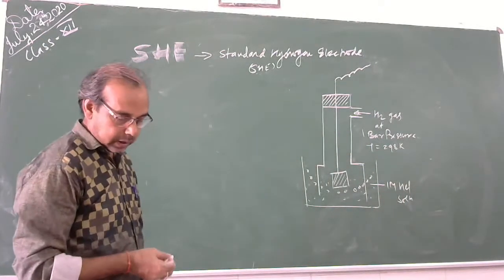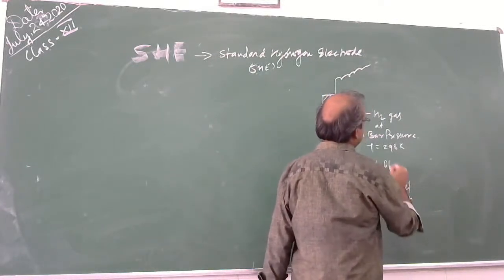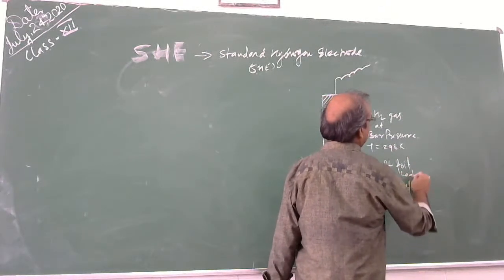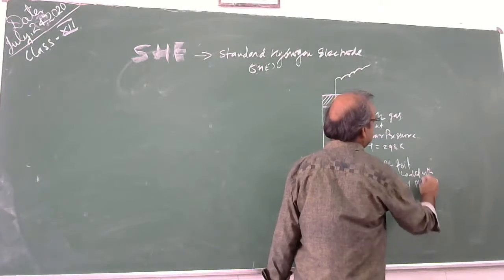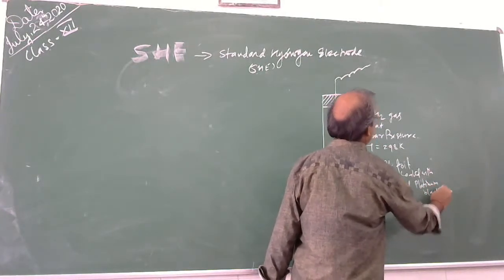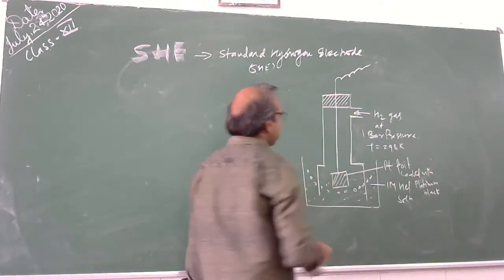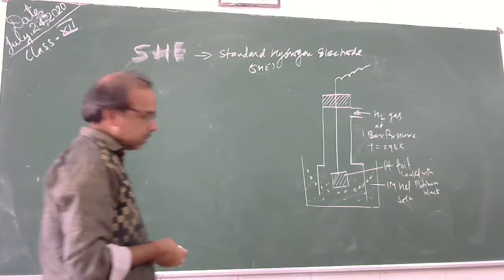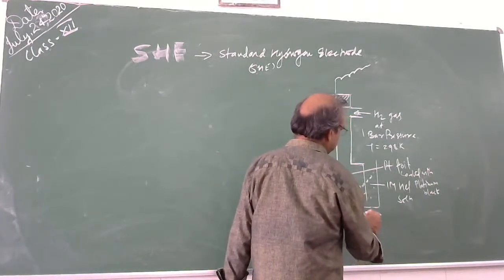1 molar HCl solution. This is platinum foil coated with platinum black. This is the standard hydrogen electrode.